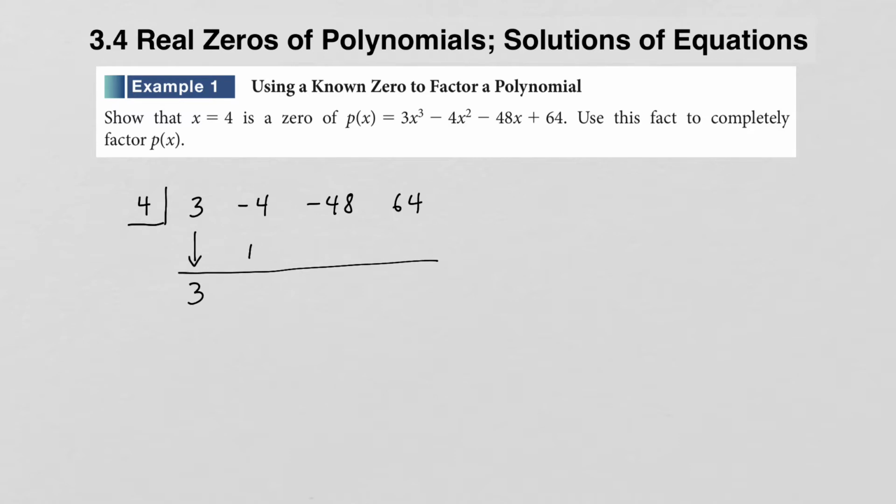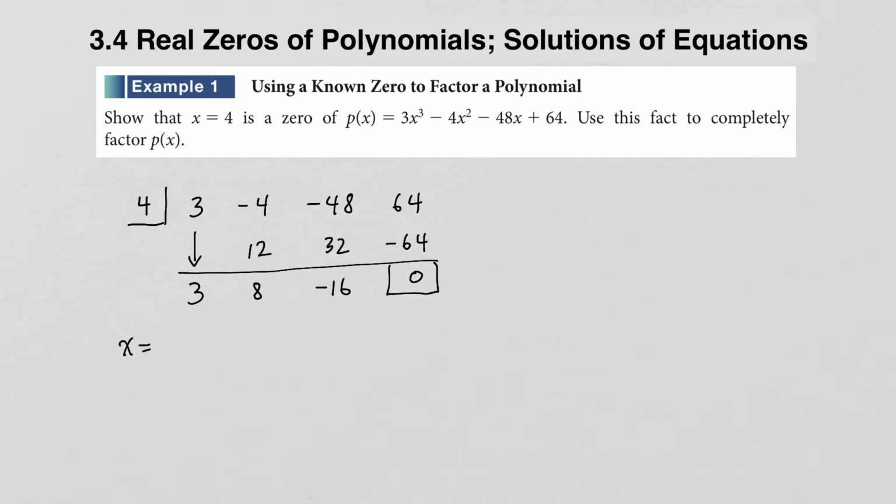4 times 3 is 12. Negative 4 plus 12 is 8. 4 times 8 is 32. Negative 48 plus 32 is negative 16. 4 times negative 16 is negative 64, and sure enough, 64 minus 64 is 0. So keep in mind what this means.